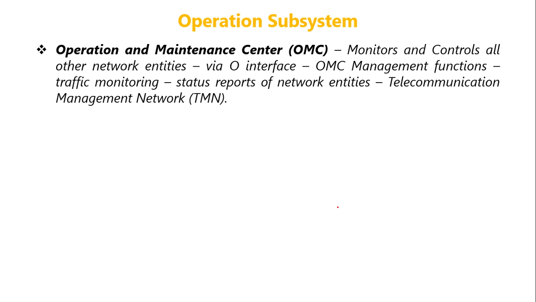Okay. Some of the typical OMC management functions are traffic monitoring, like at what rate the communication is happening between the mobile station and the base station, generating status reports of network entities, and subscriber and security management. It also performs accounting and billing. Depending on how much a user communicates, the bill is calculated accordingly. That task is also done by the operation and maintenance subsystem.